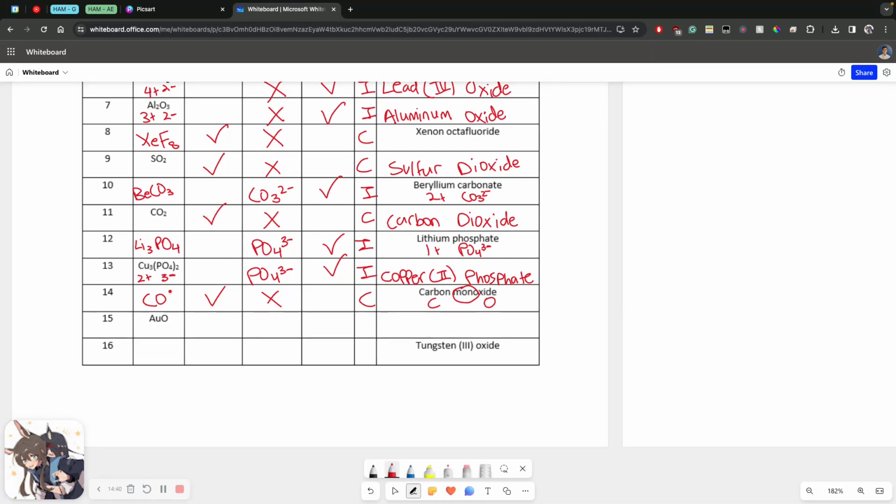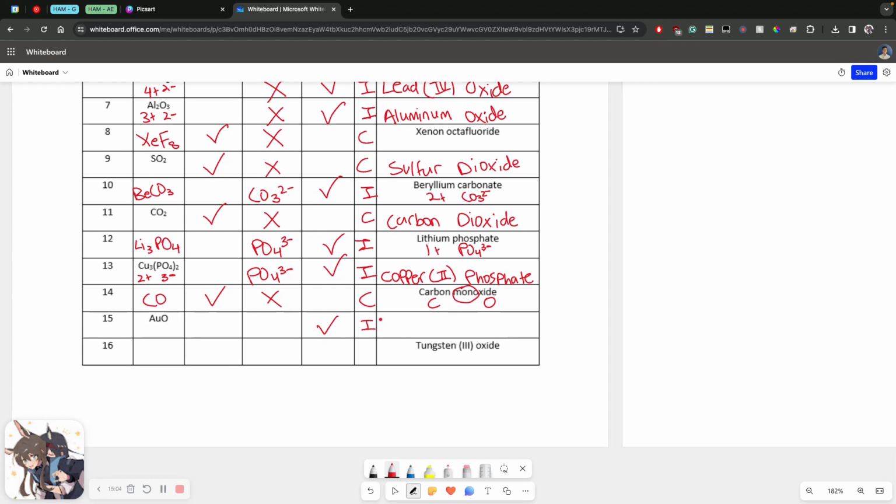Next up, number 15, AuO, which is AU. AU is found on your periodic table as element number 79, and that is gold. Sorry about that, gold. AU is gold. So AU, a transition metal, and everyone knows gold is a metal. So we give that little checkbox here.